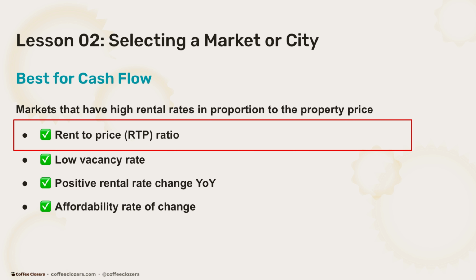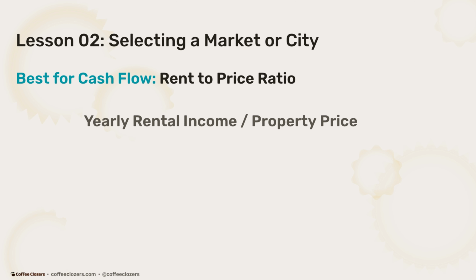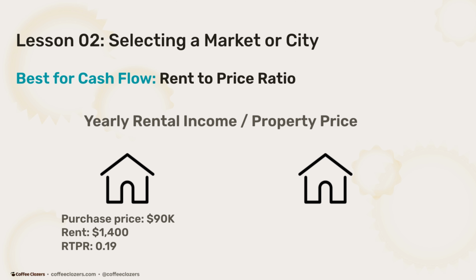Let's focus on rent to price ratio as it will be our main driver for our algorithm. How to calculate rent to price ratio. It is the yearly rental income divided by the property price. Higher values are better, meaning that the property has more spread for positive cash flow. Let's take 2 examples. One property can be purchased at $90K with rent at $1,400. If you multiply $1,400 by 12 and divide it by 90, you get 0.19 as your rent to price ratio.